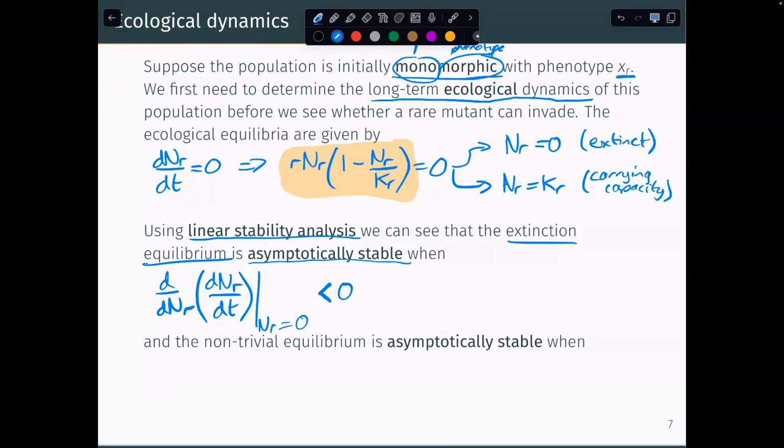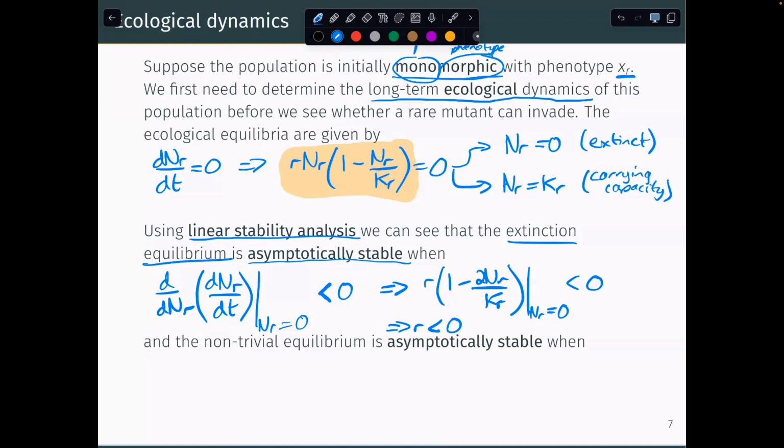So for this extinction equilibrium to be asymptotically stable, in other words, for it to be an attracting state, this derivative needs to be less than 0. So we take that derivative and we get r times 1 minus 2nr over kr, evaluated when nr is equal to 0, has to be negative. So if we substitute in nr is equal to 0, this term here goes to 0. This implies that r has to be negative.